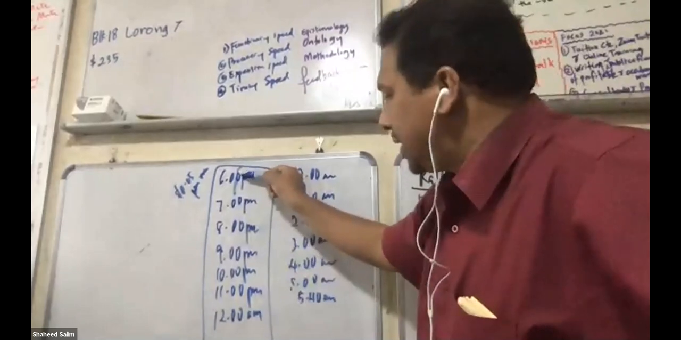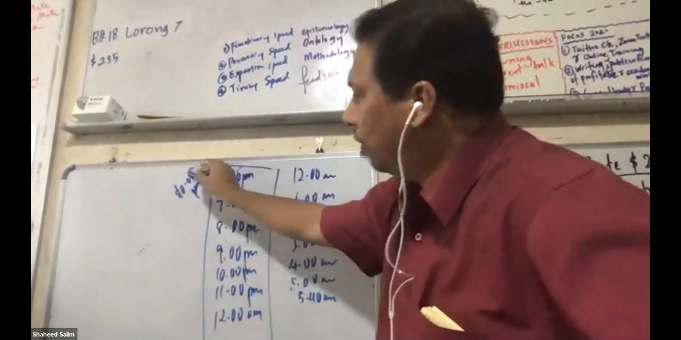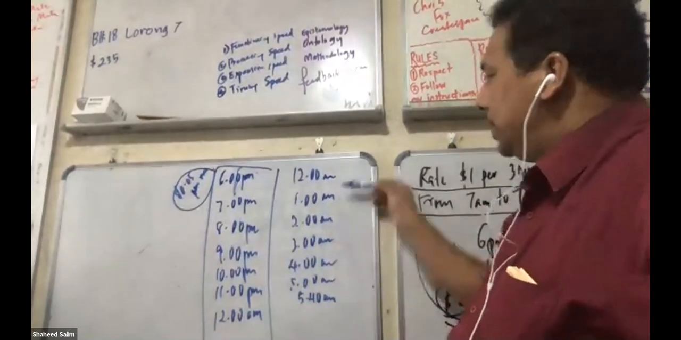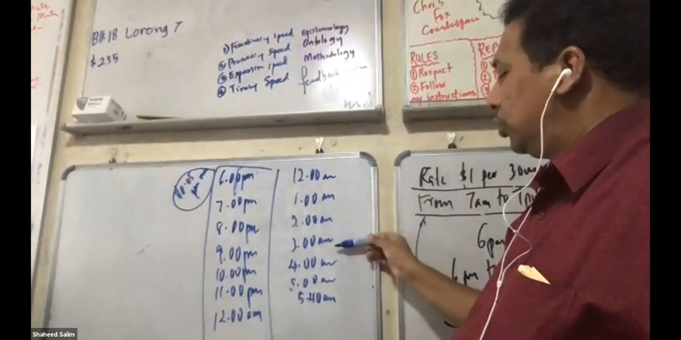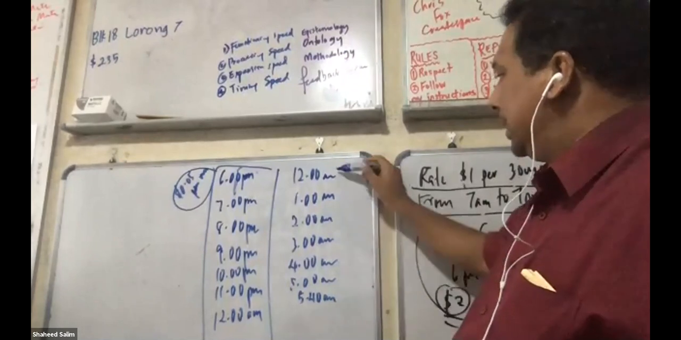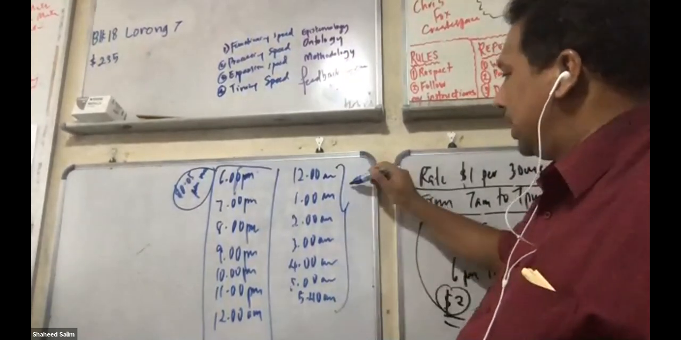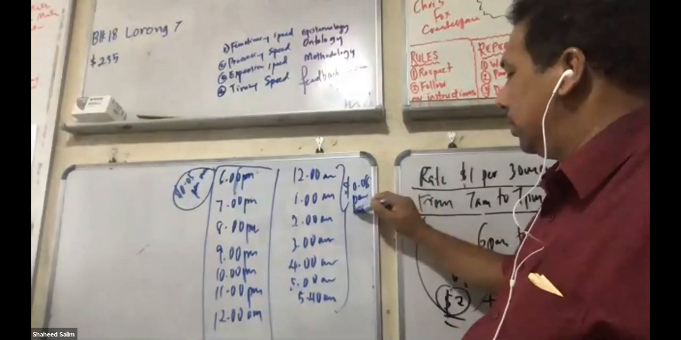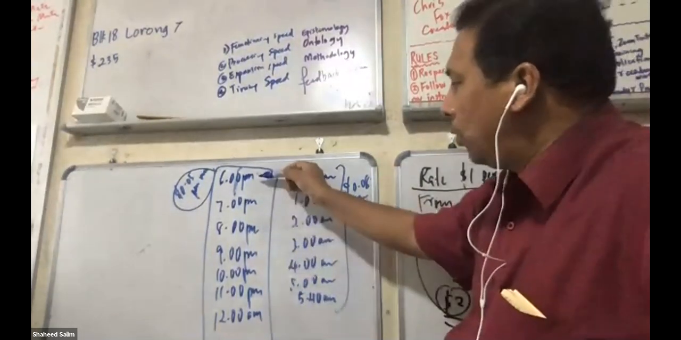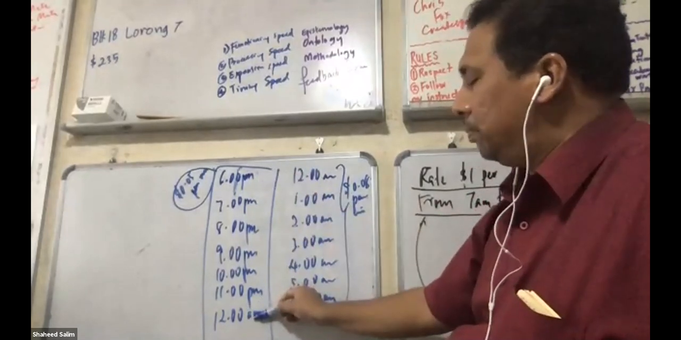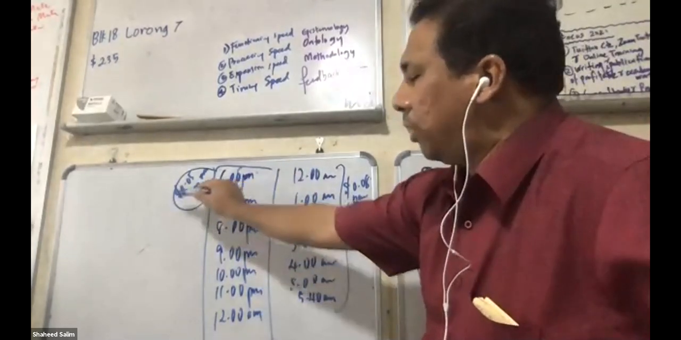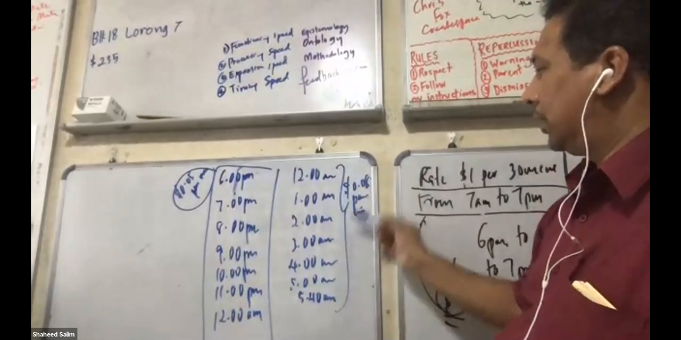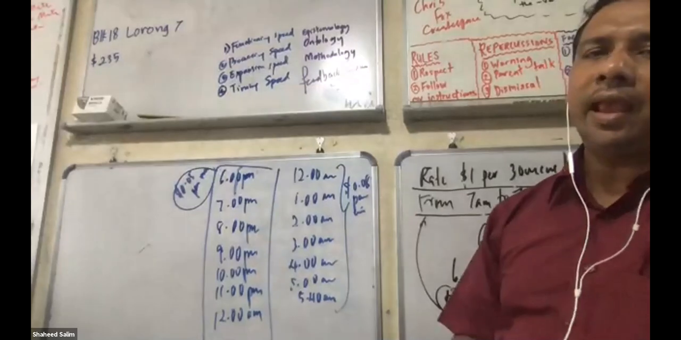Now from 6 p.m. to 12, the rate is 5 cents a minute. After 12 midnight, it goes 1 a.m., 2 a.m., 3 a.m., 4 a.m., 5 a.m., 5:40. This is another rate, and the rate is 0.08 cents a minute. So you need to find out the amount of time from 6 to 12 p.m. in minutes and times it by 0.05. You need to find the amount of minutes from 12 to 5:40, times it by 0.08, and add them together.